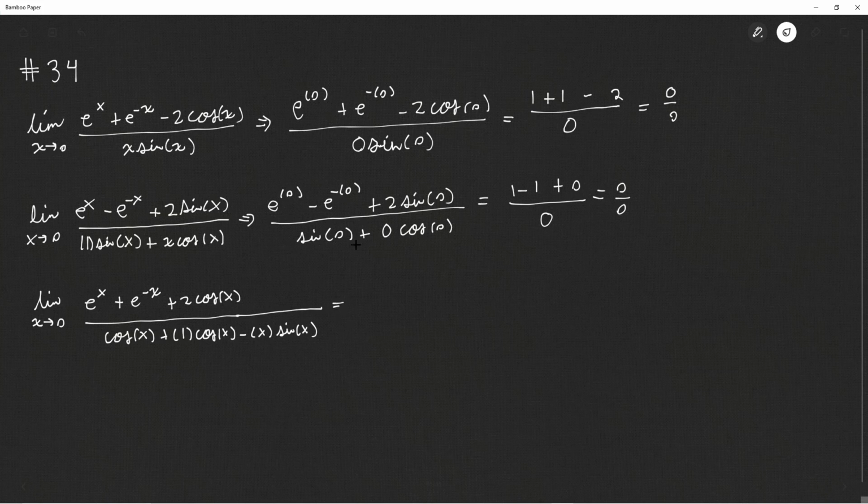And now when we plug in 0, we'll get e to the x, which is 1, plus e to the negative x, which is 1, plus 2 cosine at 0, which is going to be 2, divided by cosine at x at 0 is going to be 1, plus cosine at x, again, is 1, and then this will just become 0, minus 0, which will give us 4 divided by 2, or the limit will be equal to 2.